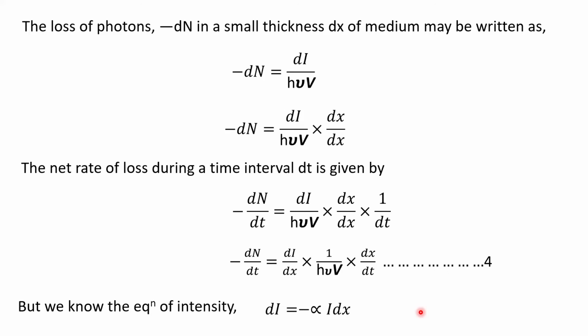Therefore, we can write the equation of the change in the intensity: dI is equal to minus alpha into I into dx. Now here alpha is the absorption coefficient. Now by rearranging the terms, we can write minus dI by dx is equal to alpha into I here.